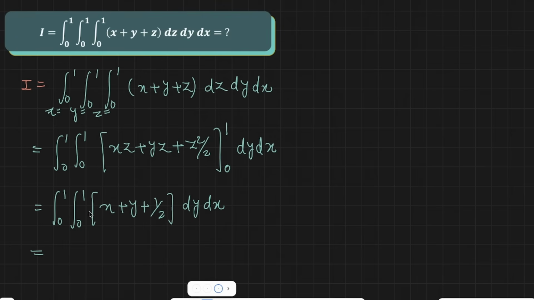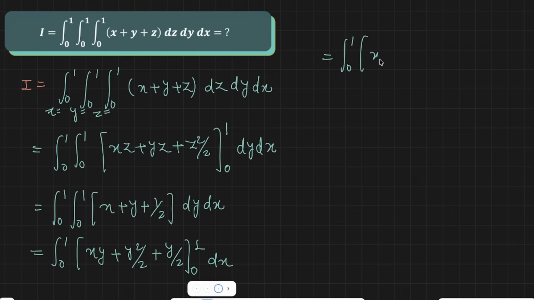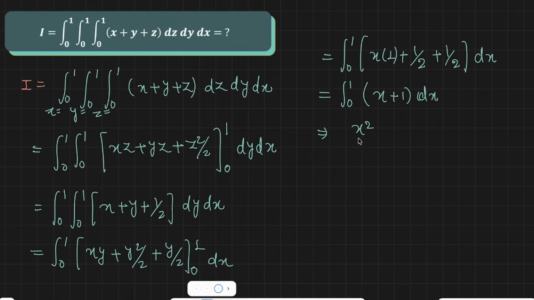Now integrate with respect to y, from 0 to 1. It will be x into y, plus y square by 2, plus y by 2, because the integration of 1 will be y. The limit is 0 to 1, and then it is dx. Now solve this integral. Putting y equals 1 gives x into 1 plus 1 by 2 plus 1 by 2. When you put 0, you get 0. Now it is nothing but the integral of x plus 1 dx. How to solve this? Just integrate with respect to x. It will be x square by 2 plus x, and the limit will be from 0 to 1.